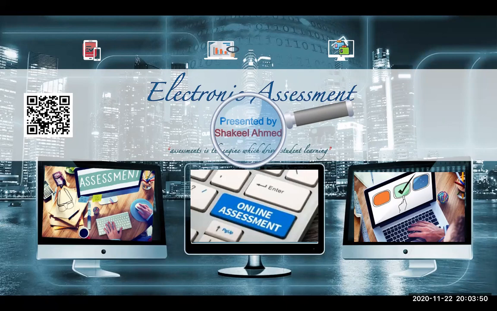As we all know, being teachers, assessment plays a vital role in the education sector to understand and know the students' learning process. So it is really important that we understand how we can have an electronic assessment.